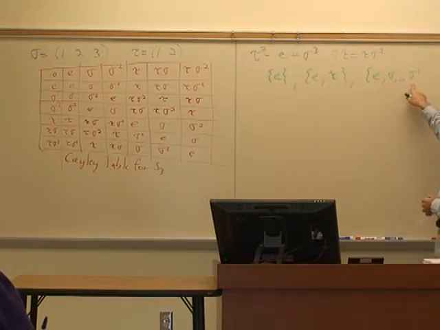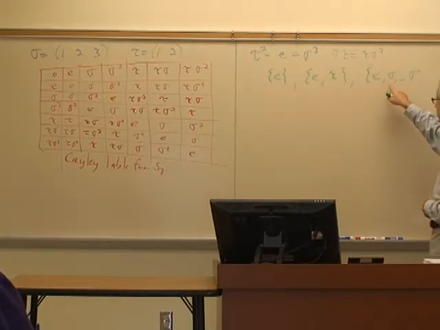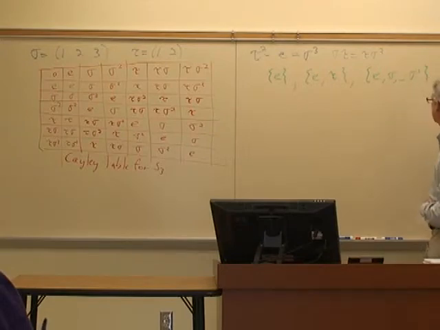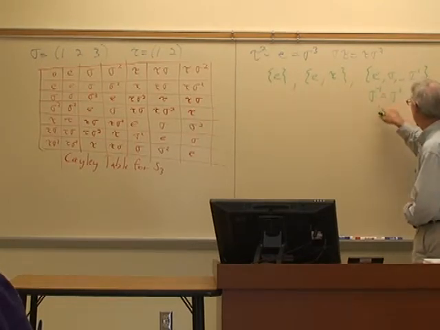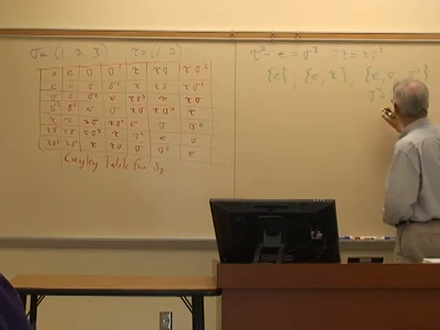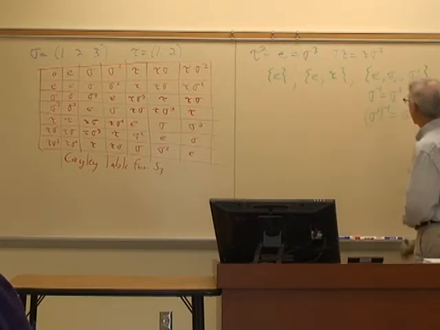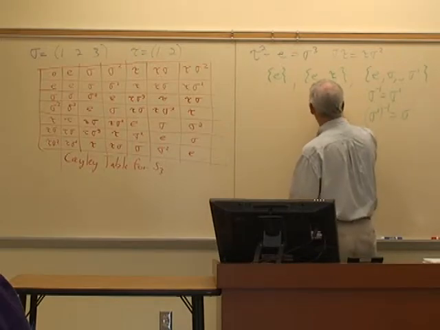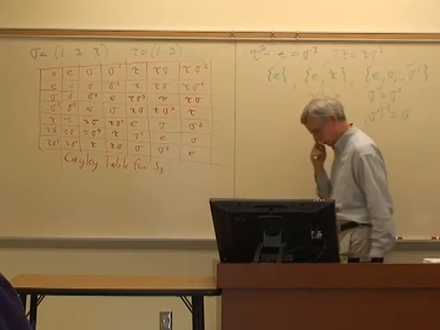Sigma times sigma squared is the identity, and sigma times sigma is sigma squared. How about sigma squared times sigma squared? It's just sigma. This is closed. What's the inverse of sigma? Sigma squared, right? Because I multiply sigma squared times sigma, I get the identity. And by definition then, sigma squared inverse must be sigma. So everybody's got an inverse. This is a subgroup. So we have 3 subgroups so far.